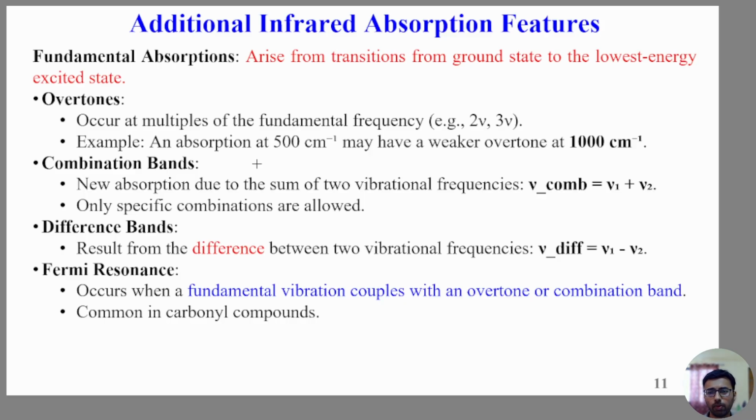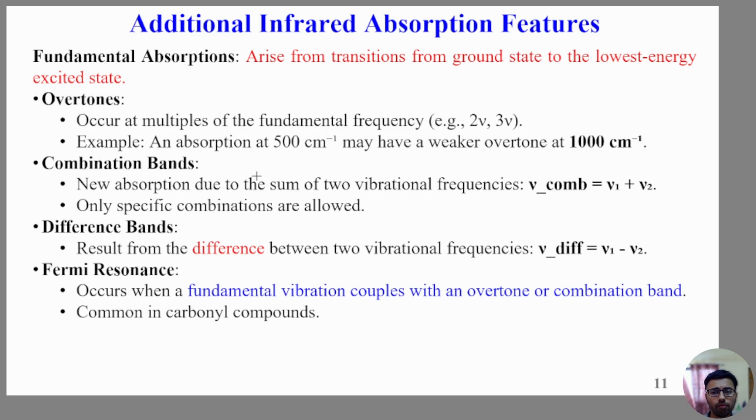Fermi resonance is especially important in carbonyl compounds, where overtone vibrations can interact strongly with the fundamental carbon double bond oxygen stretching mode. If you are unaware of this effect, you might mistakenly interpret the split peaks as two different functional groups, but in reality, they arise from the same vibration interacting with another vibrational mode. Recognizing Fermi resonance is therefore an important skill for advanced spectral interpretation.